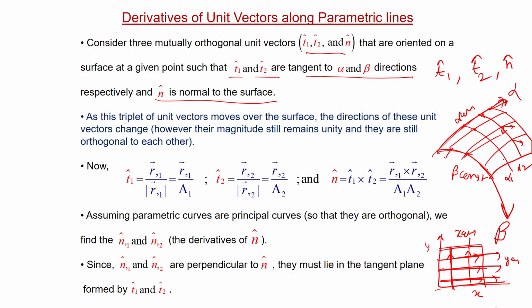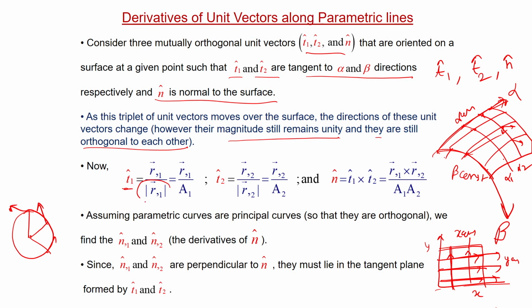So the direction of these unit vectors changes; however, their magnitude still remains unity, and they remain orthogonal to each other. If you remember, very initially I said that in a circle, if it changes from here to here, its tangent vector changes. So T1 can be defined as r comma 1 upon the magnitude of r comma 1, which is basically the magnitude of T1.